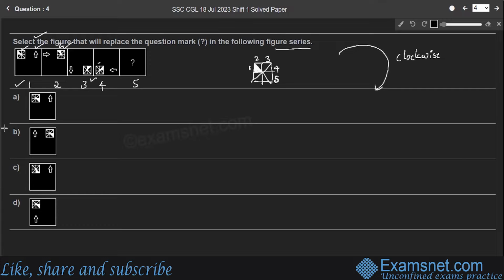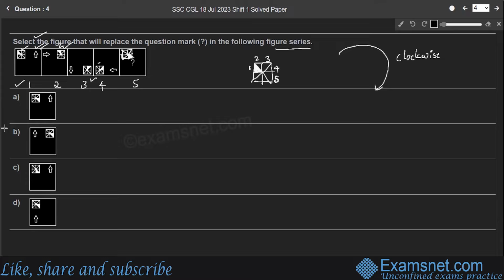Therefore, the position of the square box in the fifth figure should be here, which I am showing now, right? The position of the square box should be here, and the shaded part of the square box should be the fifth part, right? The fifth part of the square box should be shaded.